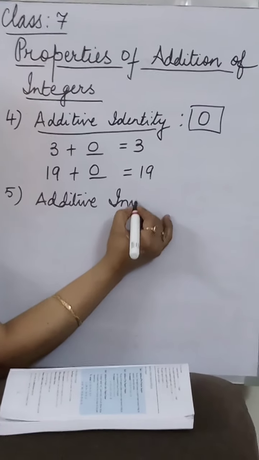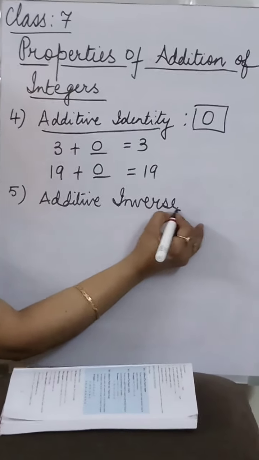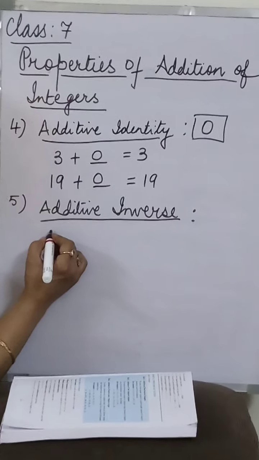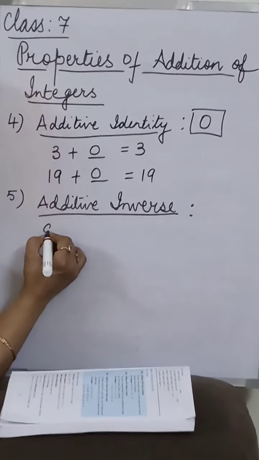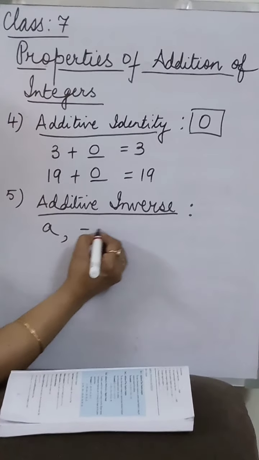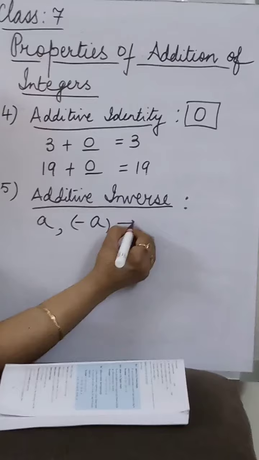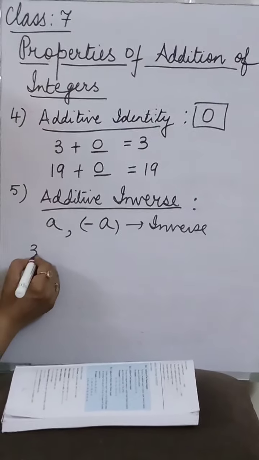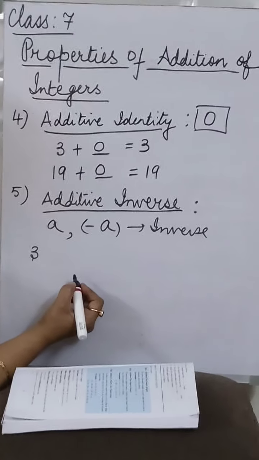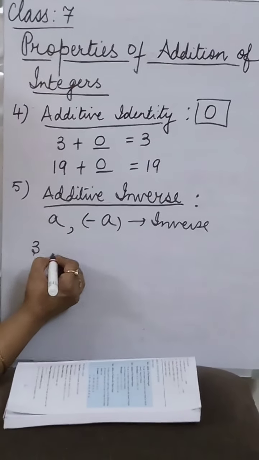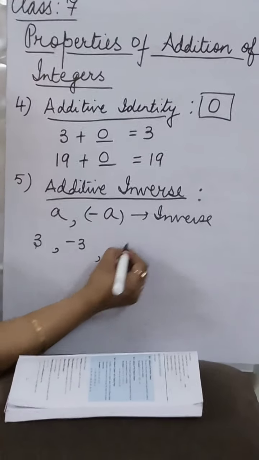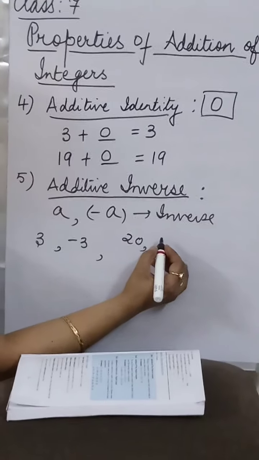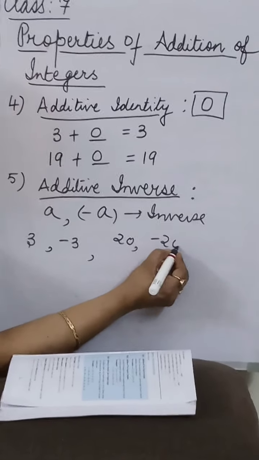Additive inverse means the addition of a reverse number or inverse number. The additive inverse of A is minus A. Remember, student, that is the inverse of A. What will be the additive inverse of 3? That is minus 3. If I take 20, what will be the additive inverse of 20? That will become minus 20.